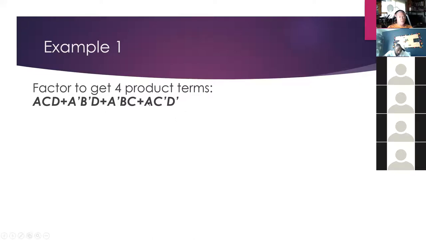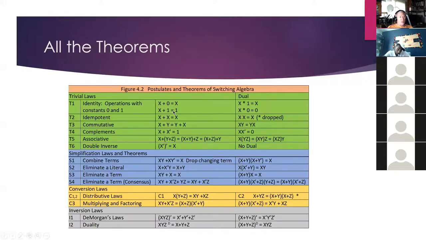So then we want to go back to our theorems. First you consider the trivial laws, but I don't see anything there. Then we consider the simplification laws. Can we combine terms? Can we eliminate a literal? Can we eliminate a term? Or can we eliminate a consensus term?